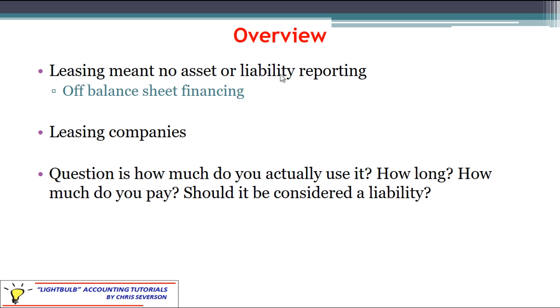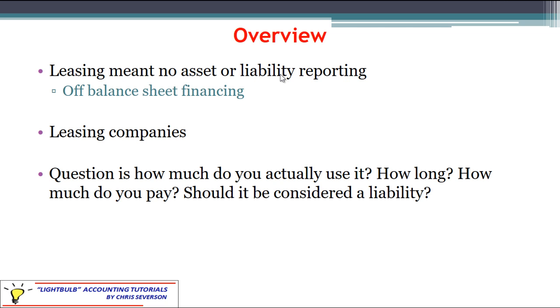So for decades, before the rules changed, companies started to get wise to this, and they said, well, if we don't buy the asset and record the debt, then we're not going to have the issue with our debt ratio. Maybe we could lease these assets. So leasing, you'll often hear this referred to as off-balance sheet financing. The reason for that is that you're keeping both the asset and the liability off of the books, off of the balance sheet. So as this became more popular, various leasing companies arose that started to offer these transactions.